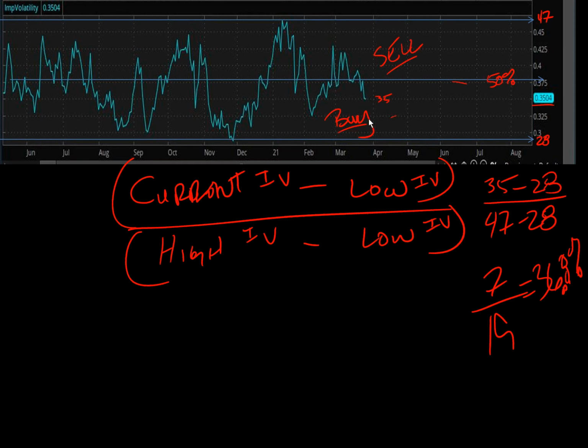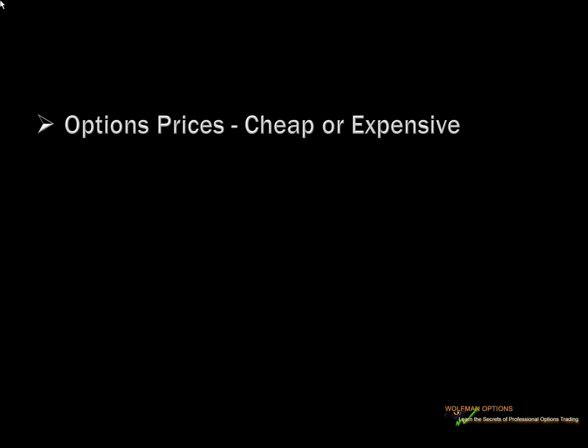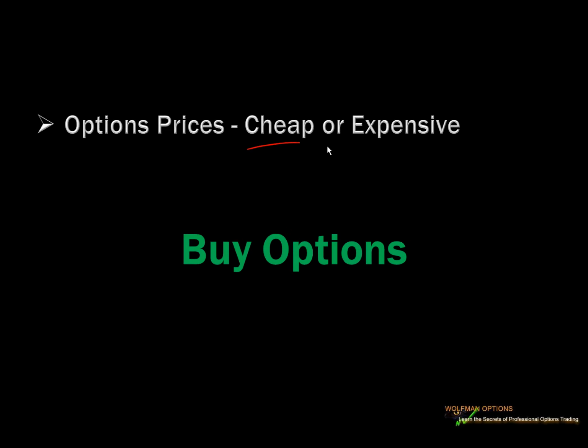So that is anytime it's greater than 50%, we sell. And when it's less than 50%, we are looking to buy, right? Because that's when we know they are getting cheap. So in this case, we think that those prices are going to be cheap, so we want to buy options.